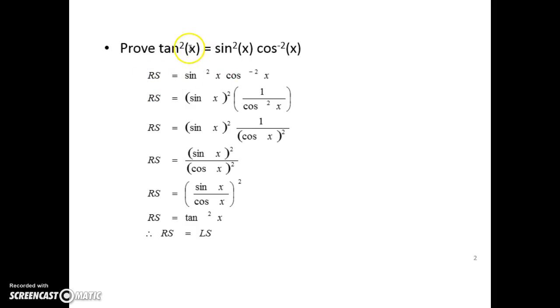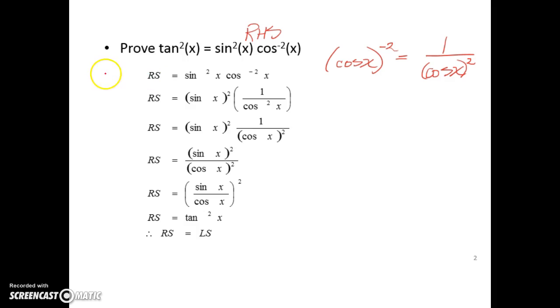We're to prove that the tangent squared of x equals the sine squared of x times the cosine of x to the negative 2. See that negative 2? We can definitely have the cosine of x raised to the power of negative 2, which behaves just like it would if it was x. We cross the line, we change the sign on our exponent. So we're going to work on the right-hand side. We're not going to do anything on the left-hand side.